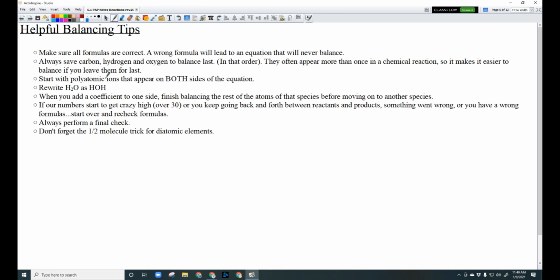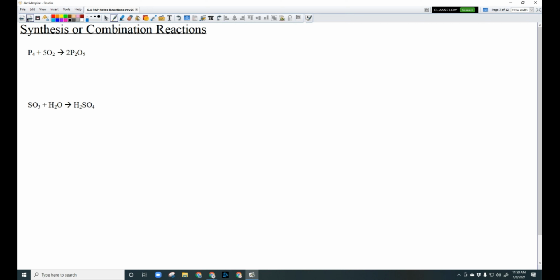When we get to combustion reactions, I'm going to show you that half molecule trick. So go ahead and write that down now, but remember that for future. All right, so let's talk about the 5 different major categories of reactions.